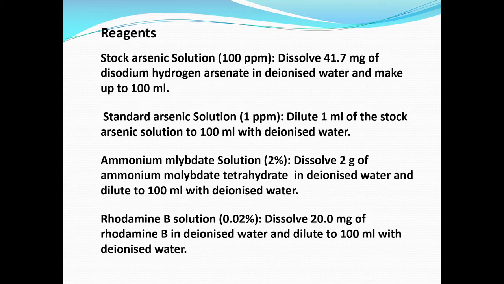Now, you can prepare ammonium molybdate solution of 2%. For that you have to just dissolve ammonium molybdate, which is available as a tetrahydrate, in deionized water and dilute to 100 ml. Now, rhodamine B is a dye, usually it is available in kilogram quantities all over India.